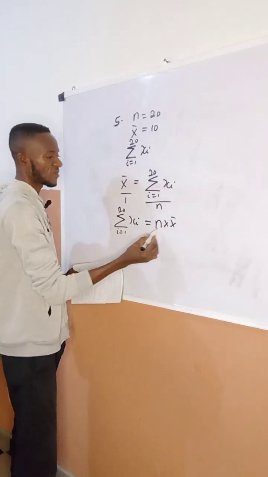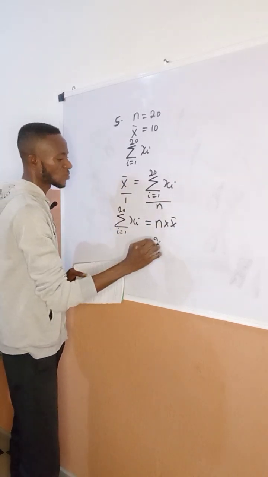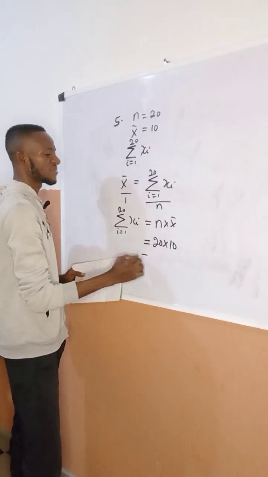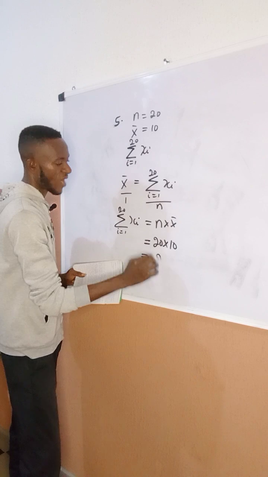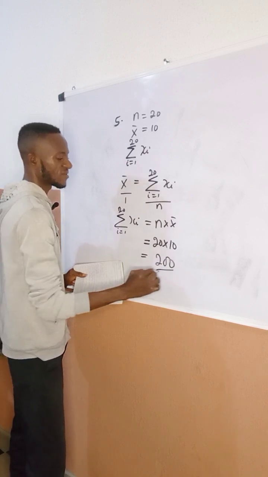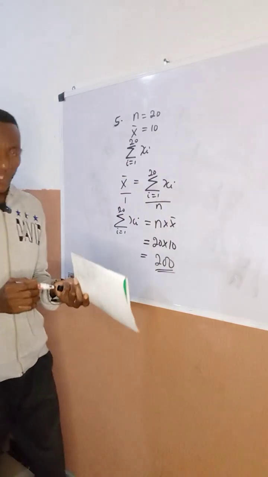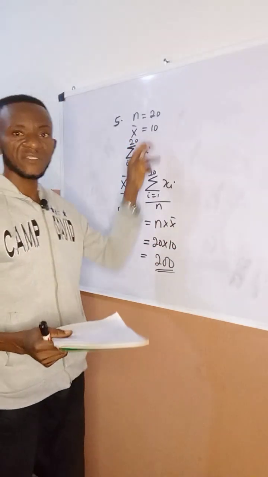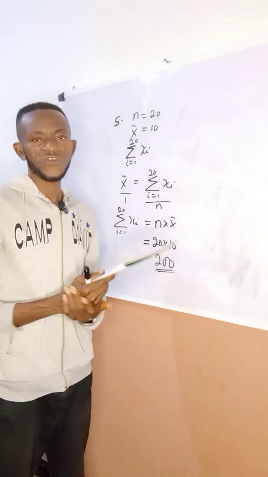And then this thing becomes, in place of n, I will have 20 times, in place of x bar, I'll have 10. And 20 times 10 will equally give us 200. So the sum of those 20 observations, from where they got the mean to be 10, is 200.